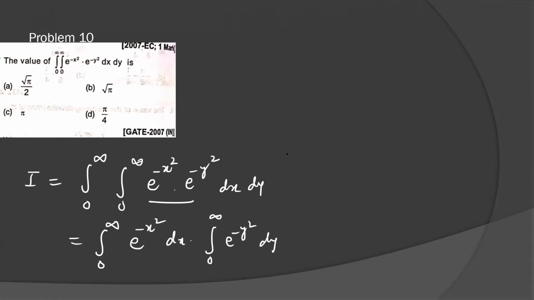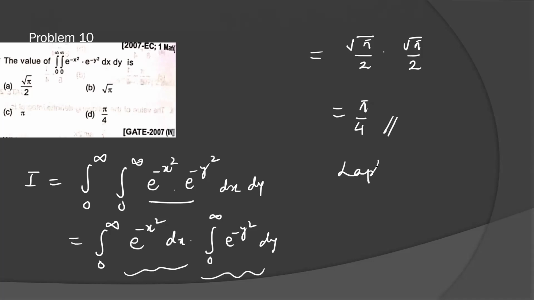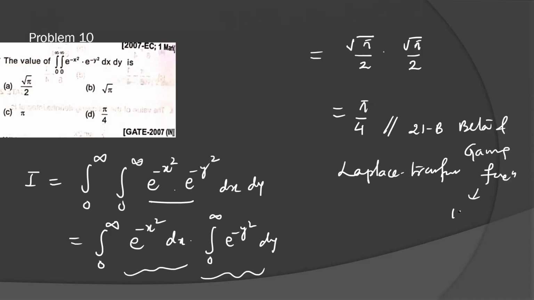If you see my Laplace transformation lecture, I told you this integration is equal to root pi by 2. This integration is also root pi by 2. So the ultimate answer will be pi by 4. See my Laplace transform. If you are not into Laplace, you can see the beta gamma function lecture, 21B. I taught you the gamma function starting from 10:20. After 10:20, you can see this proof.